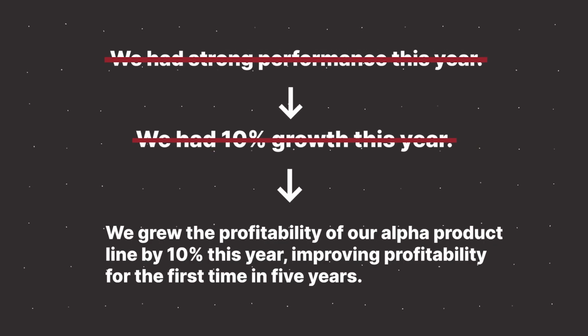We might then say we grew the profitability of our alpha product line by 10% this year, improving profitability for the first time in 5 years. Now with that, we're getting more specific. And this can be an antidote to fluffy language, getting more specific about what you're saying.